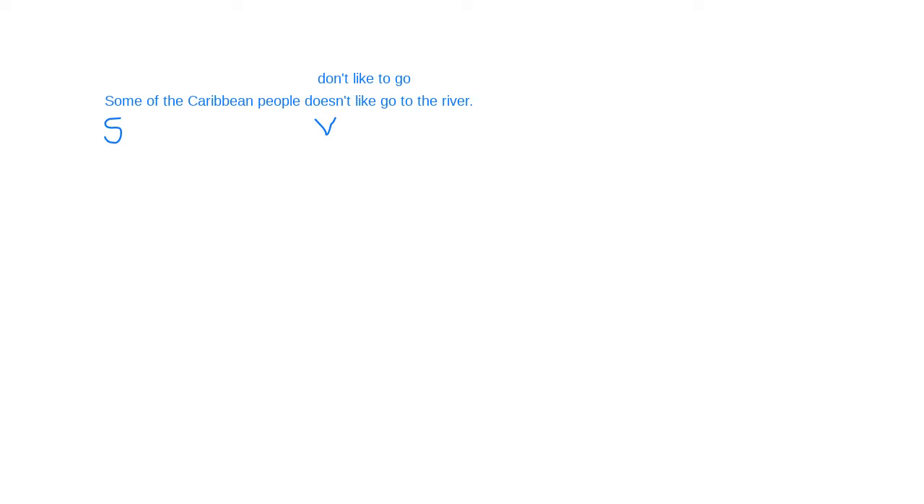Can I use both? Yes, you can use both. You can say don't like going to the river or don't like to go to the river. Both are correct.